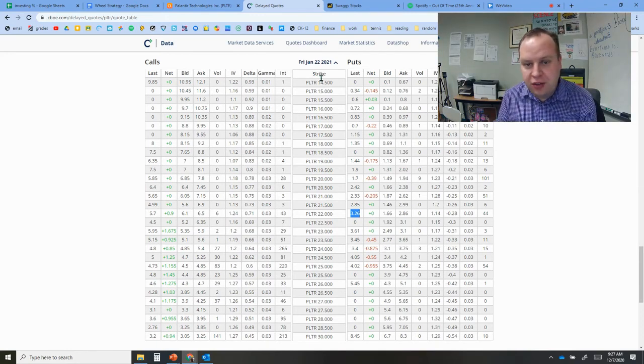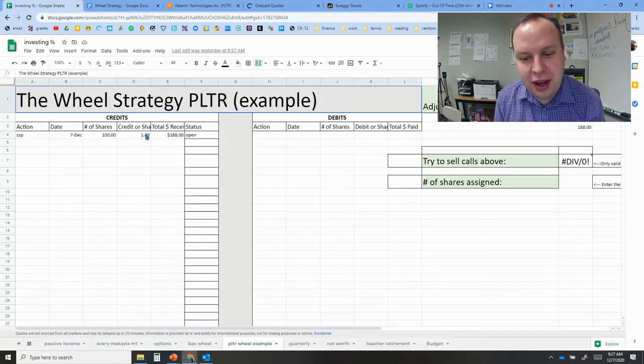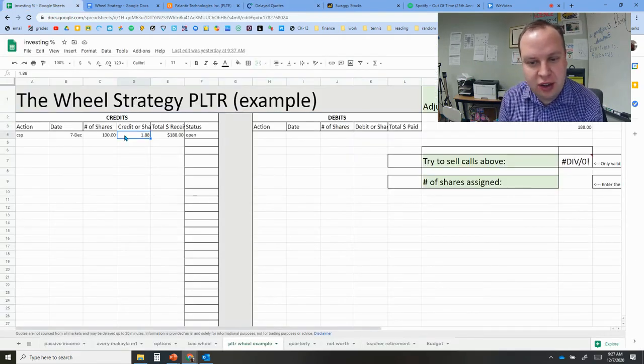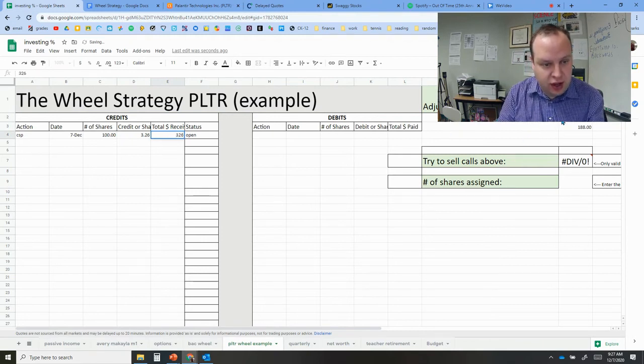All right, so we look at Palantir on January 22nd, which is about 45 days out in expiration. You could sell a 22 cash secured put. The last trade was 3.26. It's moving quite steadily here, but let's just assume that I could get $3.26 in the cash secured put. We're going to write this on our wheel strategy for PLTR. It'll be 3.26. Total receipt, $326.